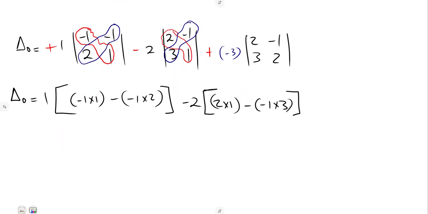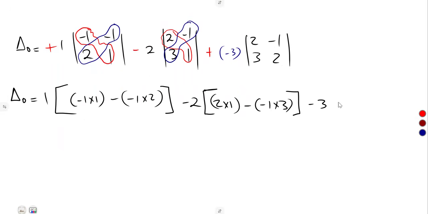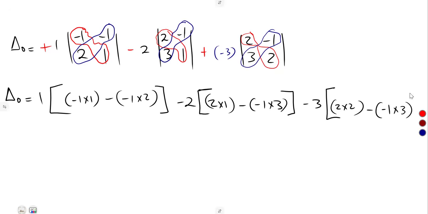Then we move on to the last part. Positive times negative is going to give us what? A negative. So that's negative 3. Then the determinant is going to be what? 2 versus 2, negative 1 versus 3. So it's going to be 2 times 2 minus negative 1 times 3. Something like this.